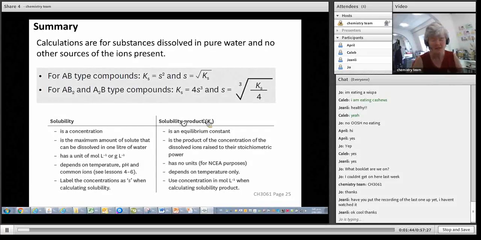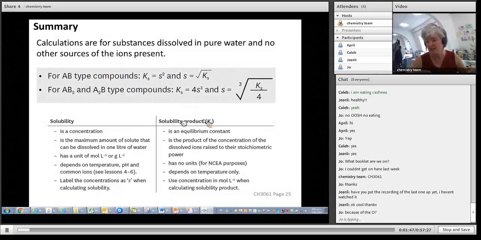So what I'm trying to say is the calcium and the sulfate have different concentrations. Or I could say I've got some calcium chloride and some sodium sulfate, and if I mix them, then the calcium comes from the calcium chloride and the sulfate comes from the sodium sulfate. They won't have the same concentrations.